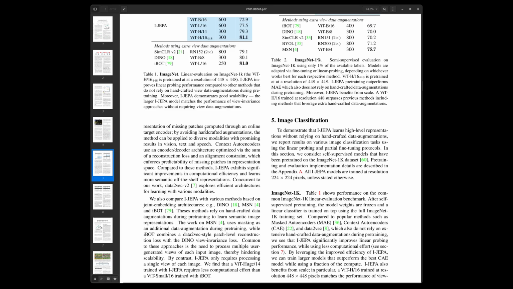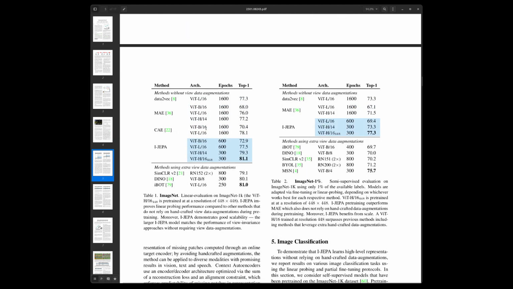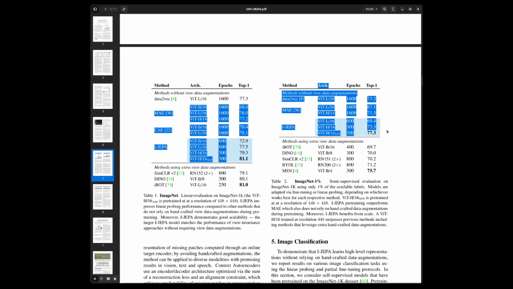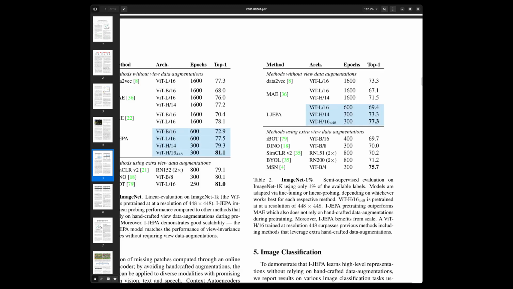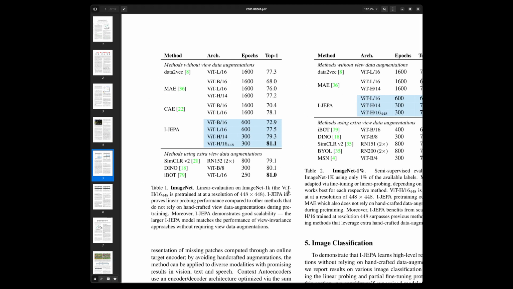Okay, so let's see some more tables here. Methods without data augmentation. Okay. The other one is where we just use 14 images per class per label. So this is still very good. Still very good. And iBot is quite interesting.